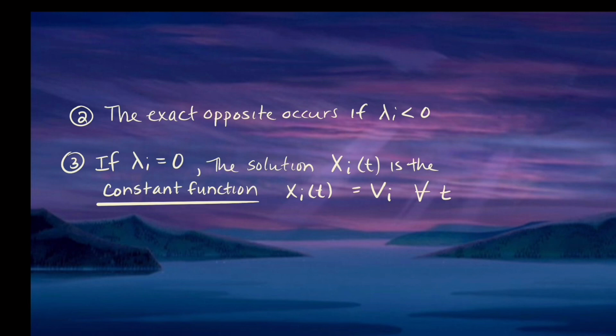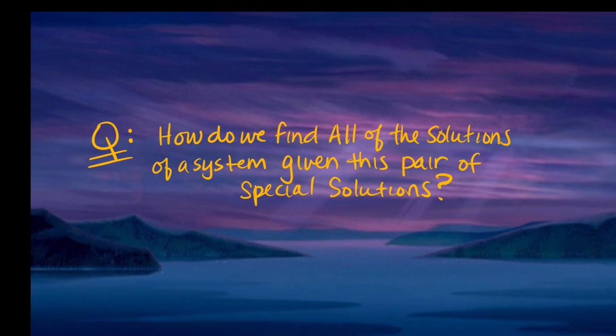And in the case where the eigenvalue is 0, then the solution is the constant function, where the solution is just the eigenvector itself. So how do we find all the solutions of a system given this pair of special solutions? This is where the linearity property will really shine.